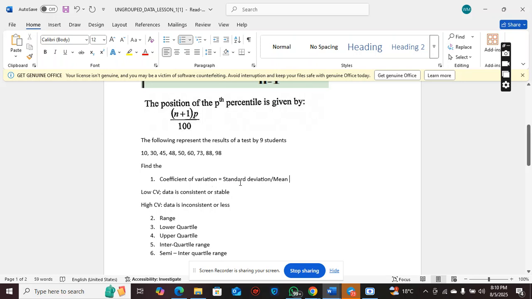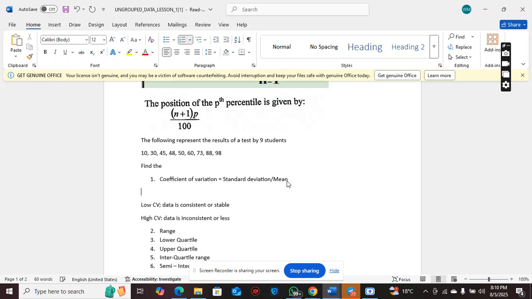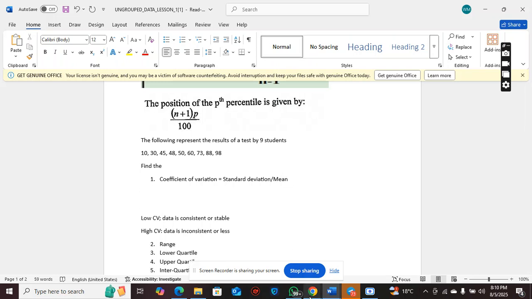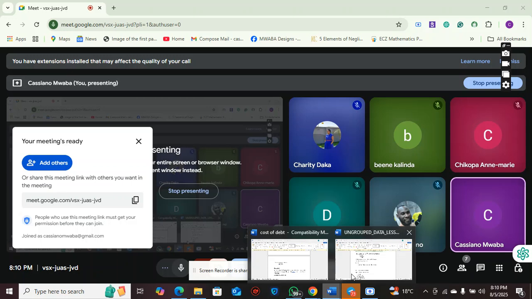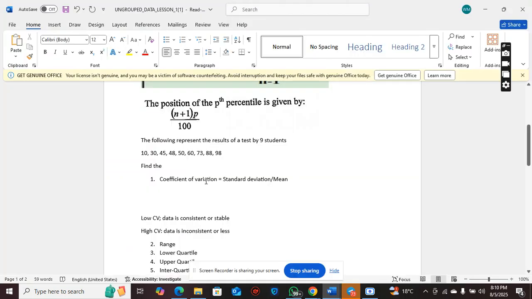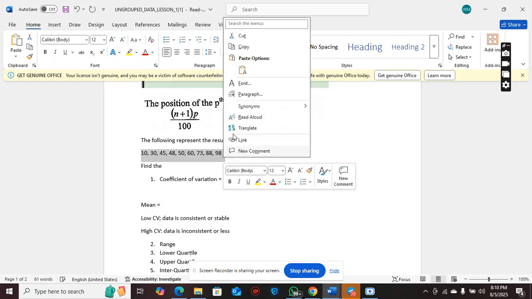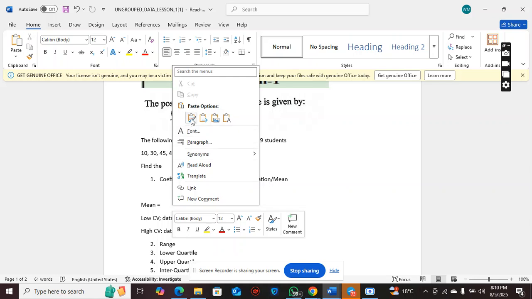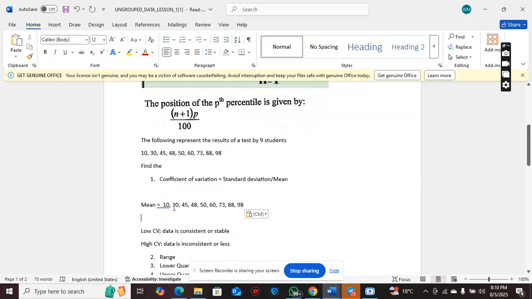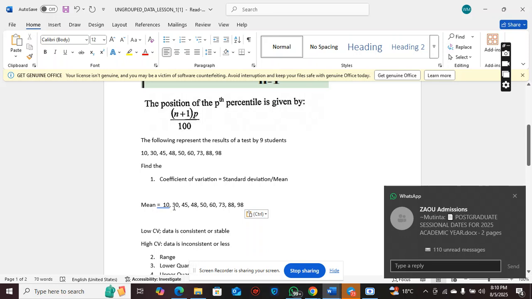First things first, we need to get our mean, and then we need to get our standard deviation. So, colleagues, I believe we remember how to calculate these, right? Do we remember how to get the mean and standard deviation? Let's get our papers. Let's start with the mean first. All right. So for the mean, we just have to add the numbers.